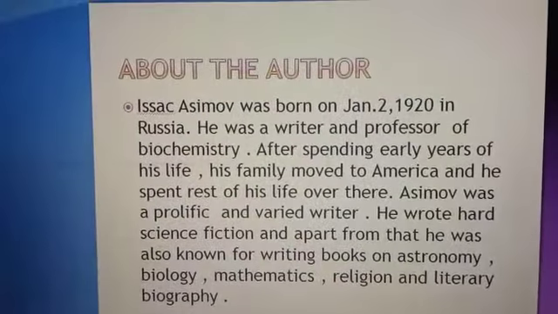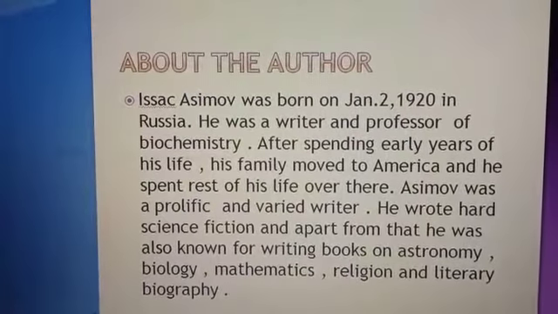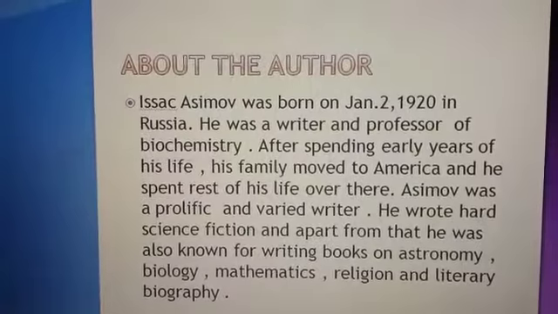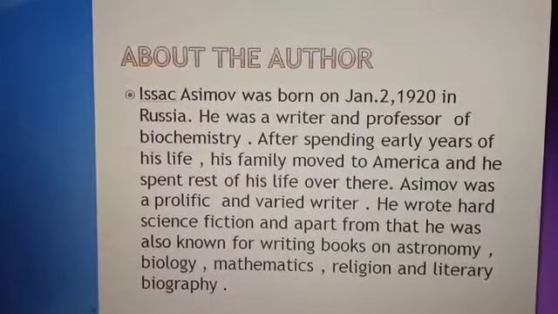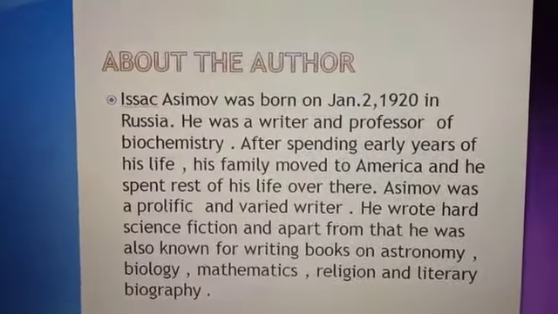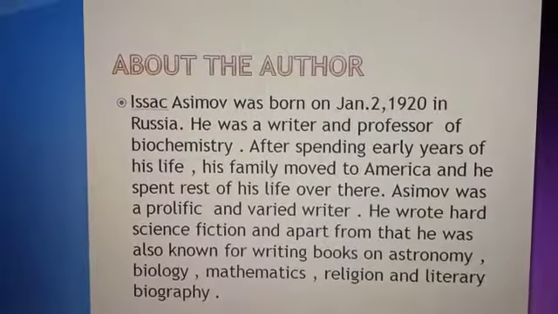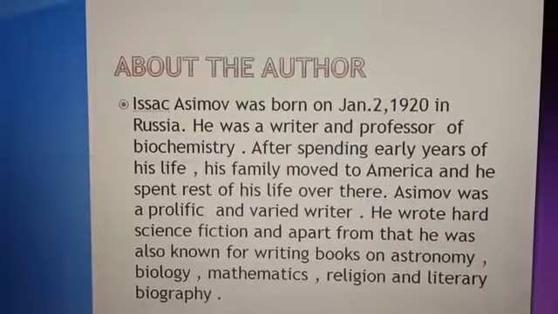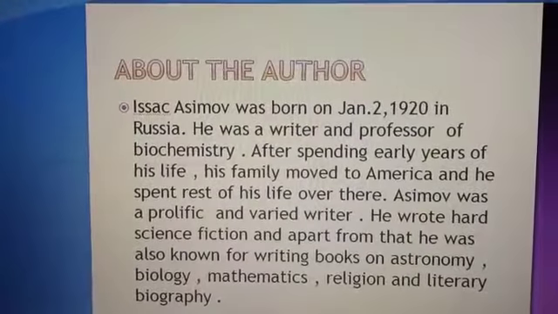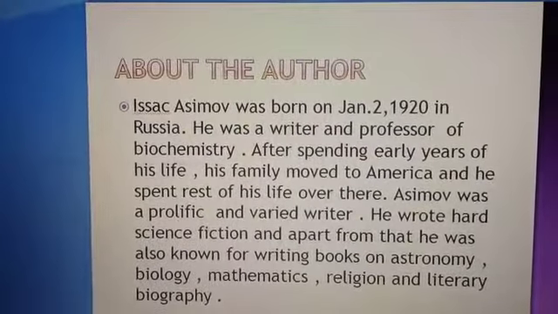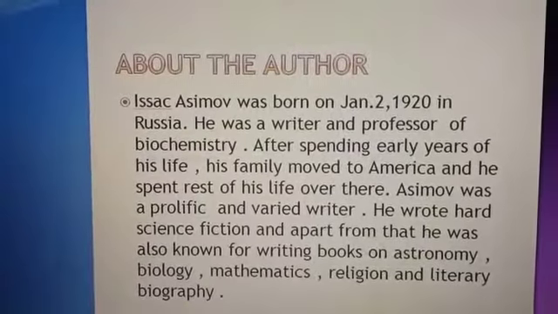Isaac Asimov was born on Jan 2, 1920 in Russia. He was a writer and professor of biochemistry. After spending early years of his life, his family moved to America and he spent the rest of his life over there. Asimov was a prolific and varied writer.